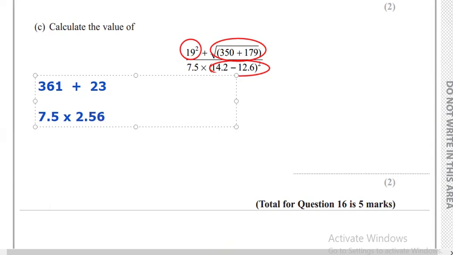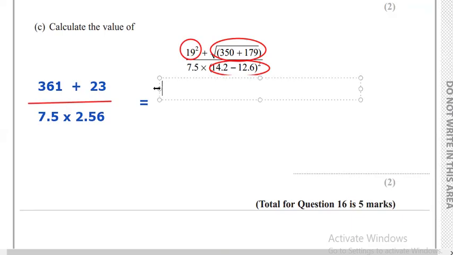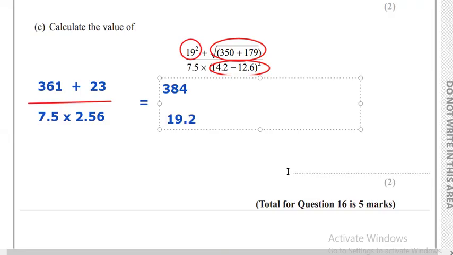Now here, I can put this like this as a step of simplifying. Now I can simplify more. I can add these and multiply these. So 361 plus 23 will give me 384. So this one is 384 over 7.5 times 2.56, which will give me 19.2. So 7.5 times 2.56 will give me 19.2. Let me put it here.